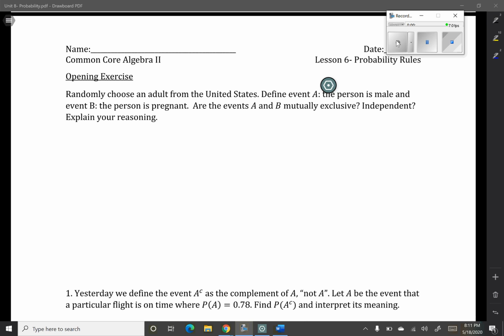So first, the opening exercise. It tells us that we have a randomly chosen adult from the United States. It says to define event A as the person is male and event B that the person is pregnant. Are the events A and B mutually exclusive? Are they independent? Explain your reasoning. So in this particular case, event A being male and event B being pregnant cannot happen simultaneously. So these events are what are known as mutually exclusive.